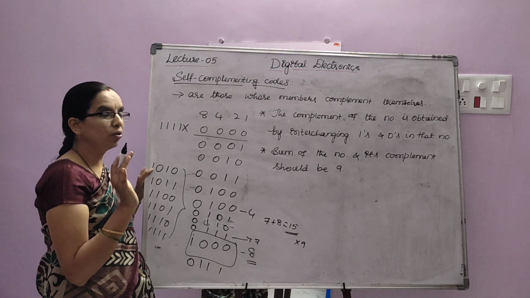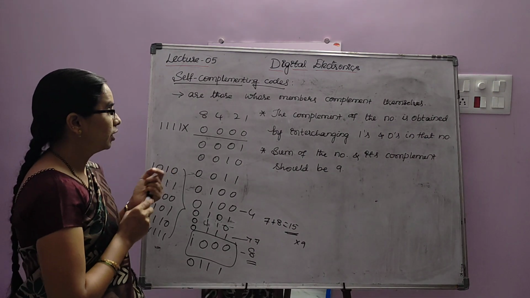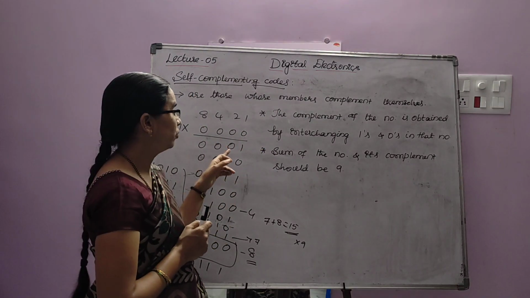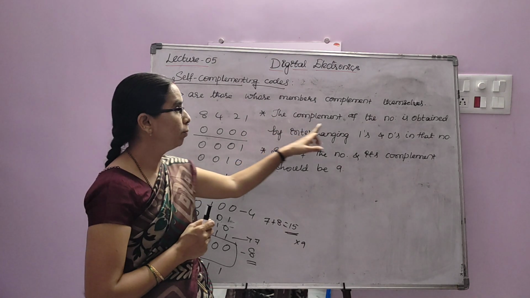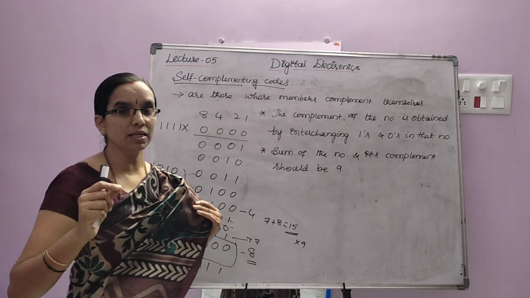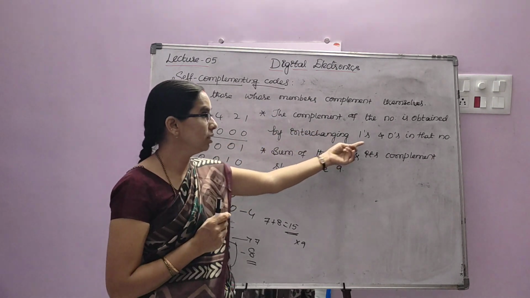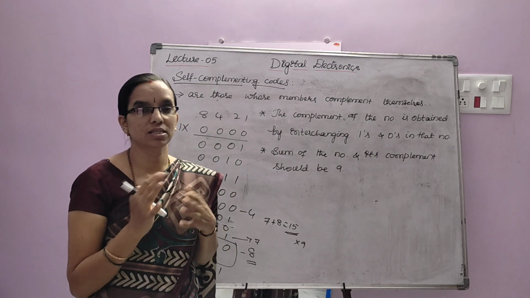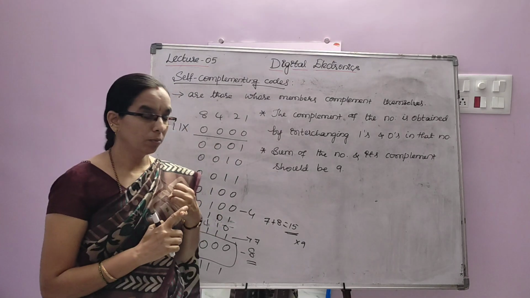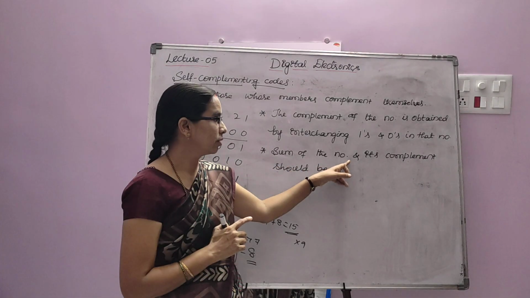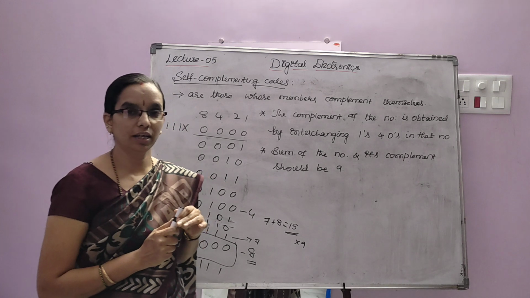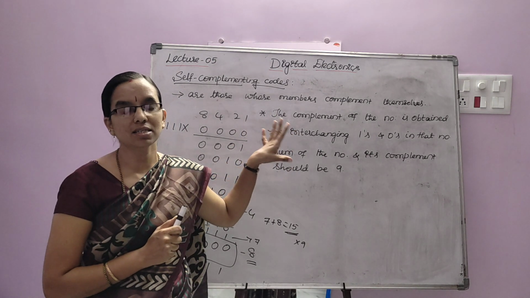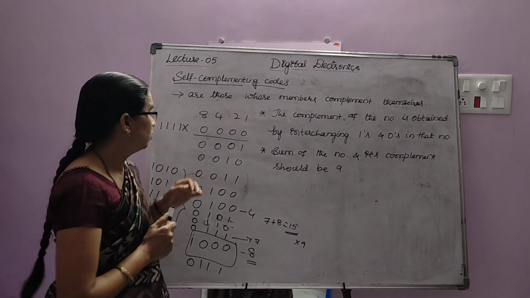In self-complementing code, how to get to know that it is self-complementing? To verify the self-complementing code, the first condition is the complement of the number is obtained by replacing the ones and zeros in that number. By interchanging the ones and zeros, we should get the complement. The second condition: the sum of the number and its complement should be 9. If it satisfies these two conditions, then we can tell that it is a self-complementing code.